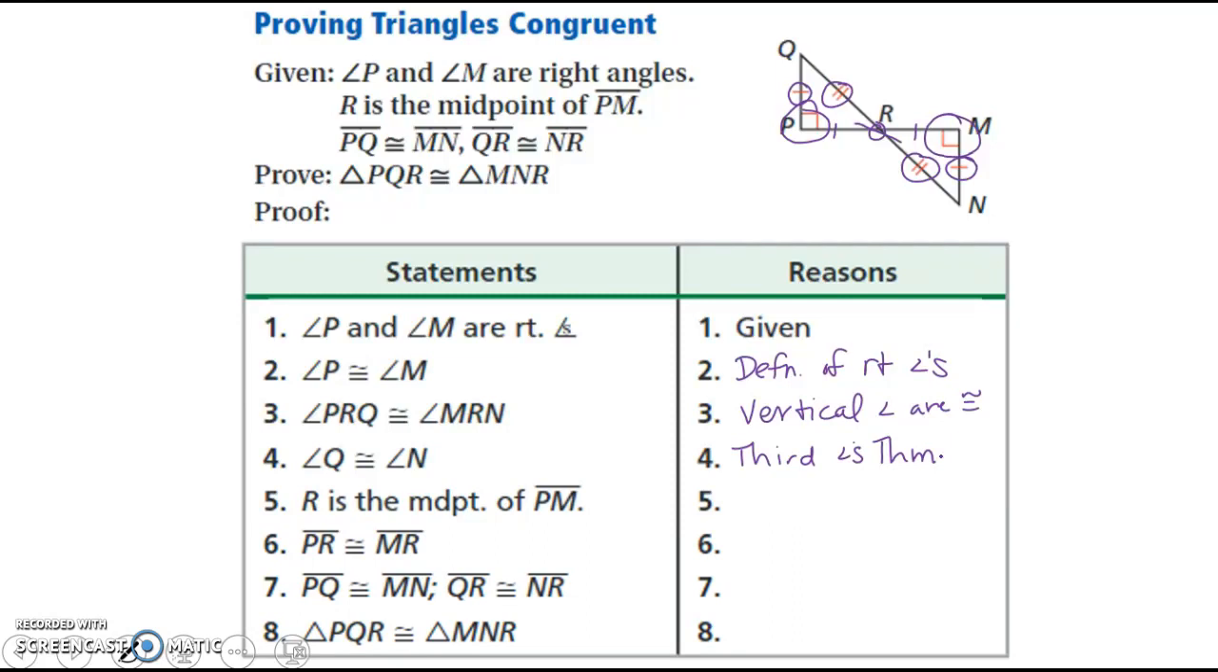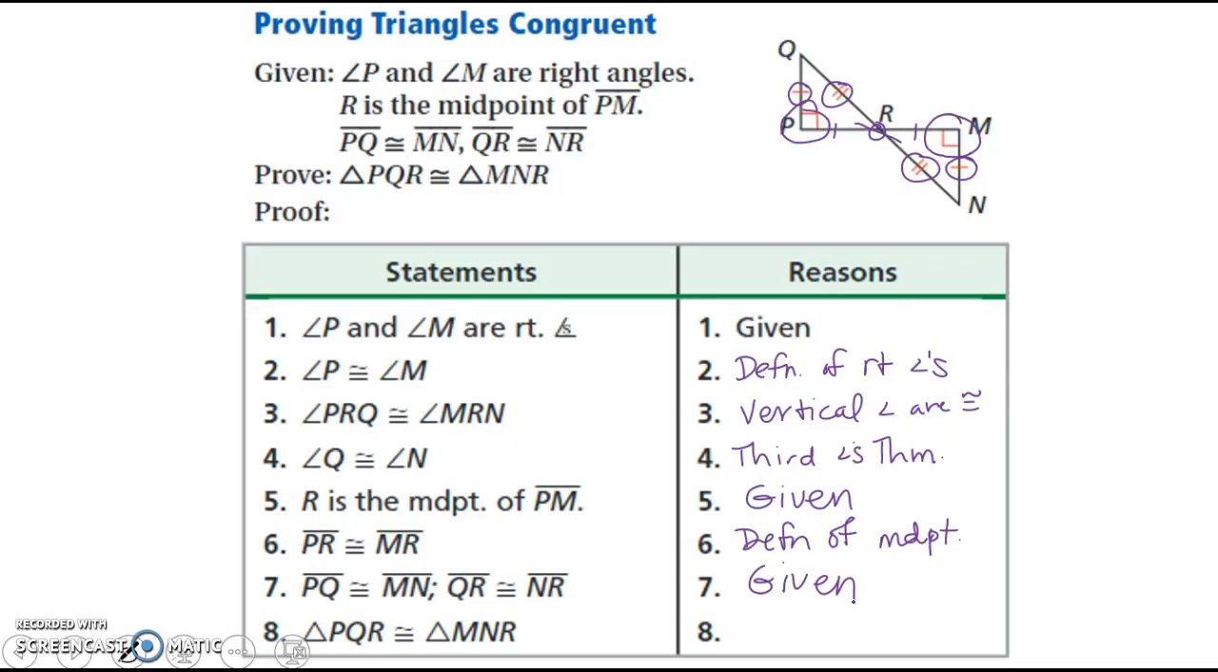We are told in the given that R is the midpoint of PM. PR is congruent to MR. Why? Definition of midpoint. Right? That definition, midpoint, simply means that it is the same distance from either end, and therefore they are the same. PQ is congruent to MN, and QR is congruent to NR. This was also given above. Even if it wasn't written out, we could tell by the diagram that it was in fact given.